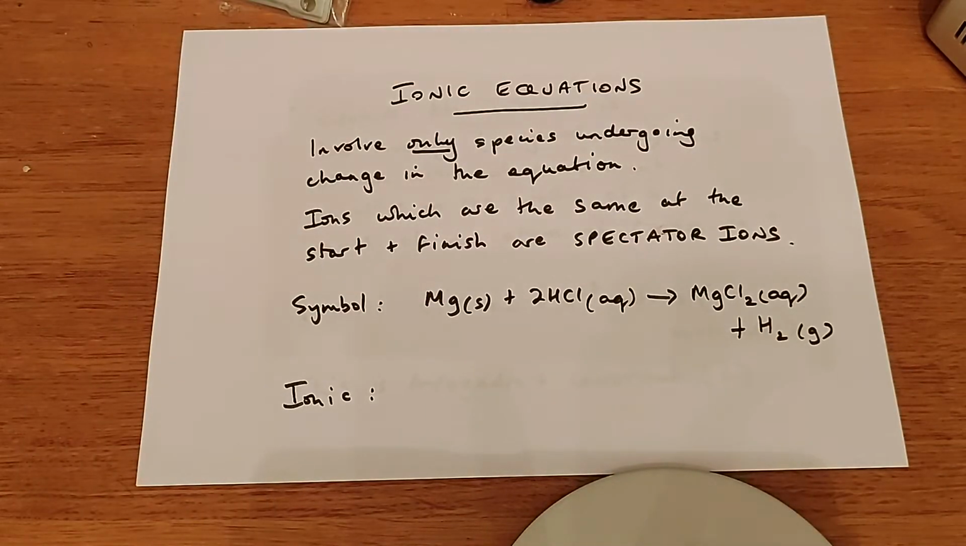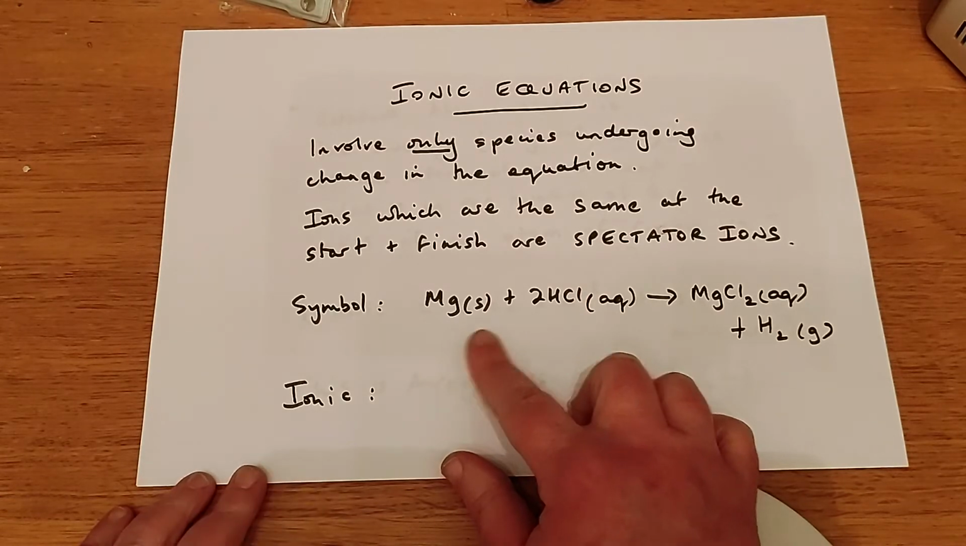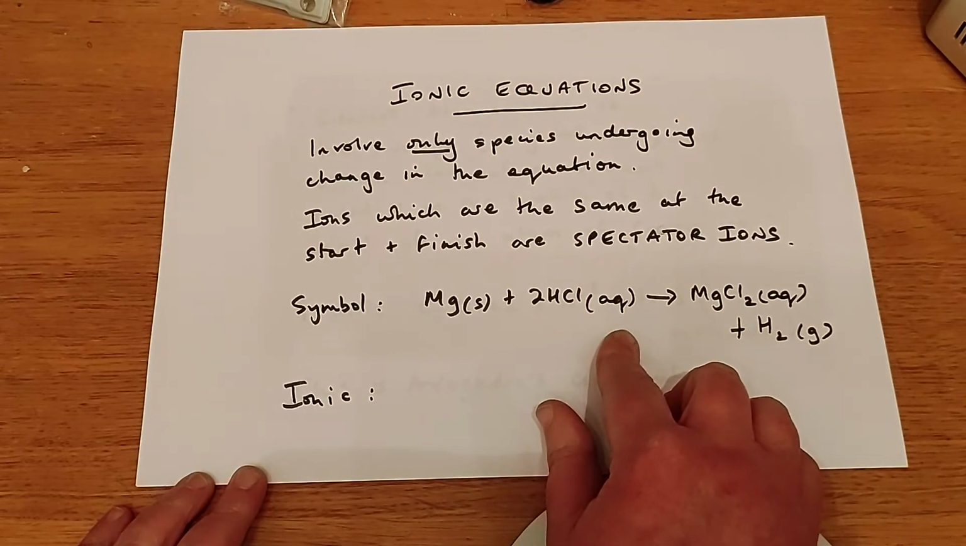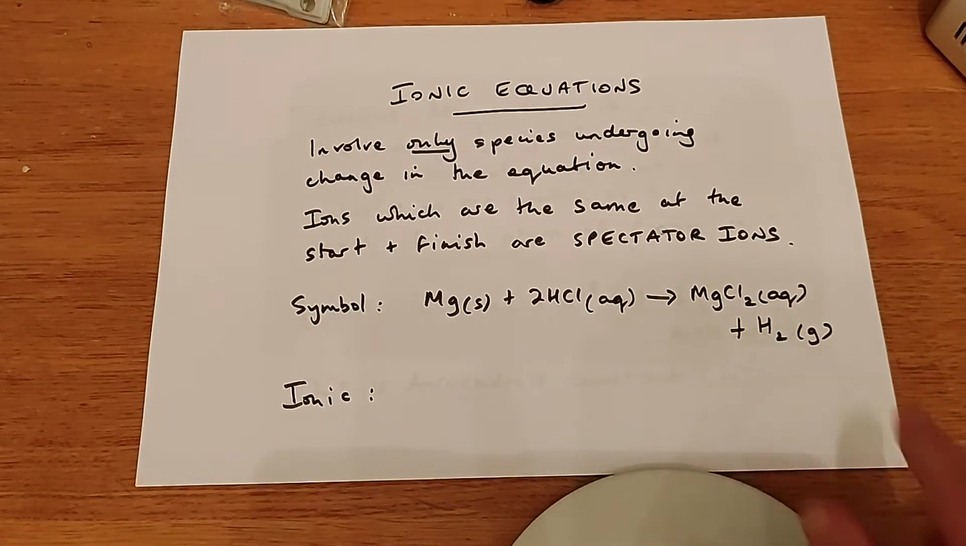That leads us into ionic equations. Now, these only involve the species undergoing change in the equation or in the reaction. And any ions which are the same at the start and finish are called spectator ions. So the example I have here is magnesium and hydrochloric acid reacting to give magnesium chloride and hydrogen. And you'll notice that the state symbols have been put in here. S is solid, aq is in solution, g is for gas, and the one that isn't there at the minute is l for liquid.